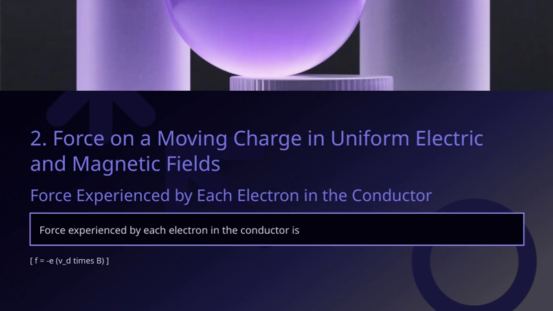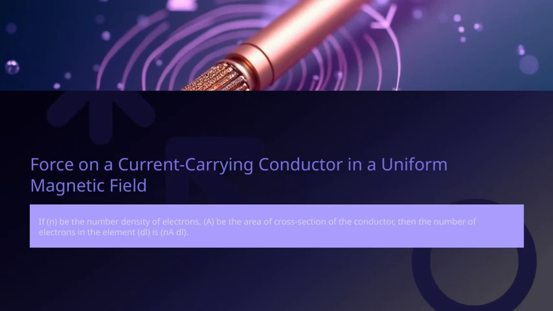Let's consider a small element of the conductor, denoted as dl. If we know the number density of electrons, represented by n, and the cross-sectional area of the conductor, A, then we can determine the number of electrons within this tiny element. It turns out that this number is given by multiplying n, A, and dl.